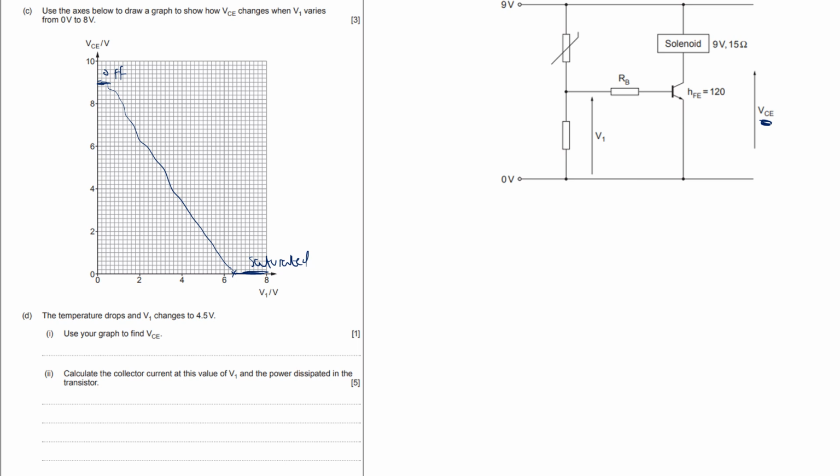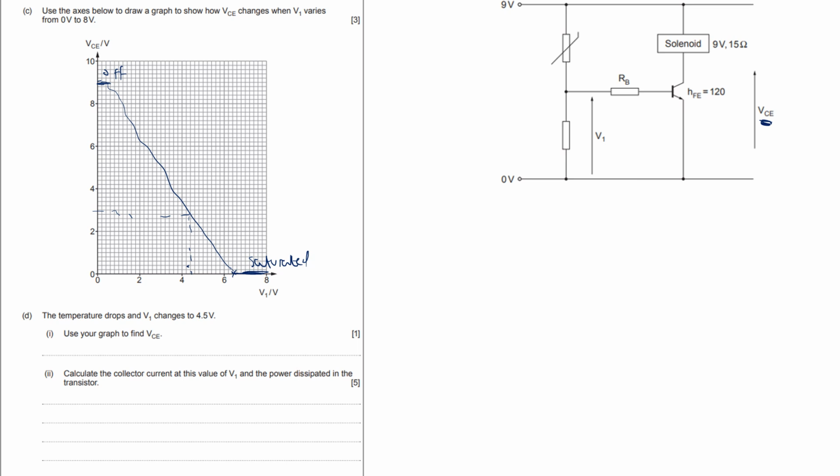So, where are we? Once we've done that, find the V1. Temperature drops and V1 changes to 4.5. So use your graph to find VCE. So 4.5 volts is about there. Go across, and then we should find VCE. And then calculate the collector current at this value and the power dissipated in the transistor.